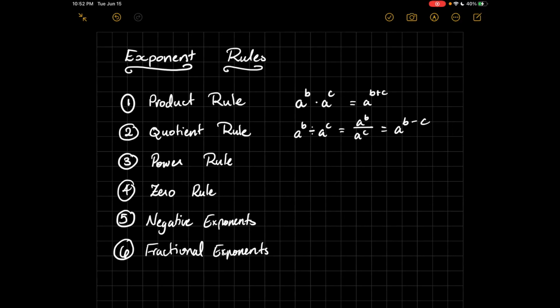Now the power rule has to deal with whenever you take a number to a power and then take that entire number to an extra power. So let's say you have a to the power of b, then you take this whole number to the power of c. This is equal to a to the power of b times c. It's the same as multiplying b and c together.